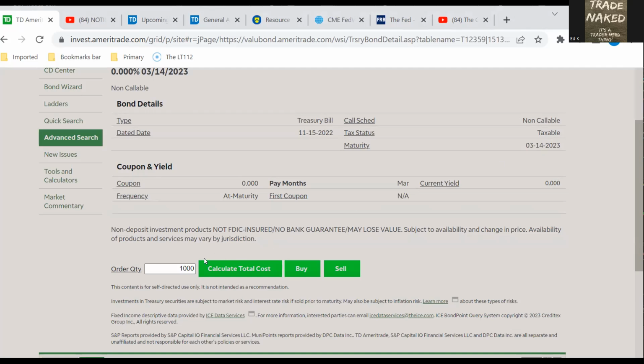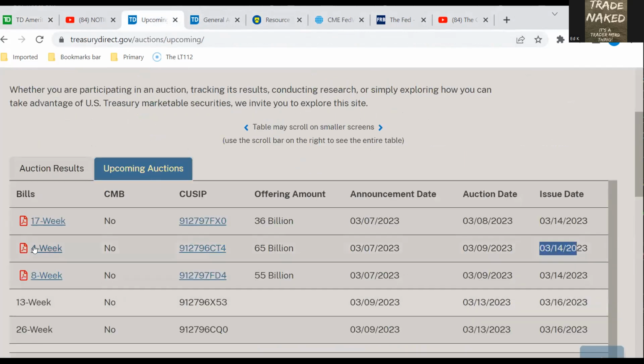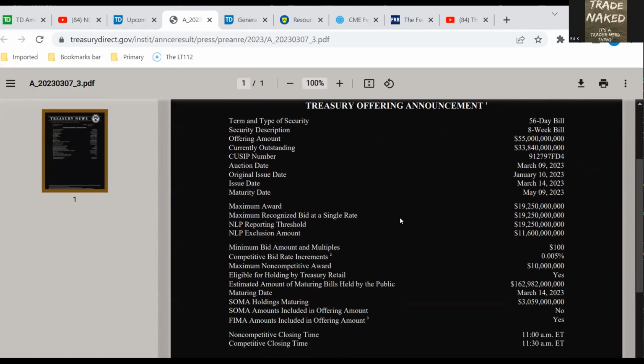I'm looking for the purchase price, and unfortunately, I'm not seeing it. So I'm going to take a different tack here. When you go here and you look at the auction, you can click on these things. Like here's the 4 week, here's the 8 week that I just bought. I'm going to click on that. It brings up this page, and it shows you the settlement date. I mean, here's the maturity date. Here's when the thing settles. That's when it starts earning interest. Here's the maturity date. That's when it matures.